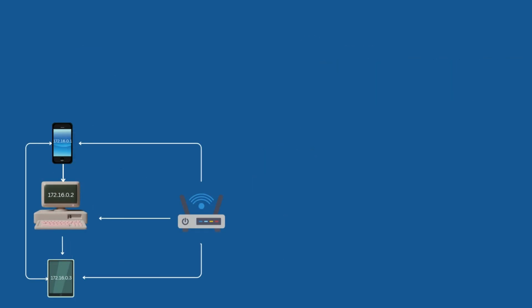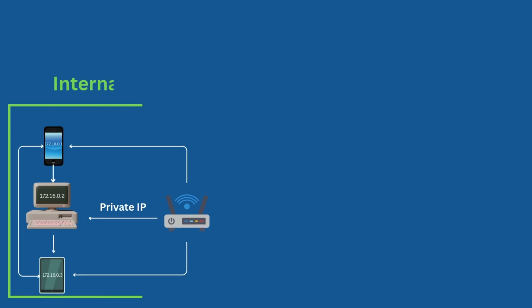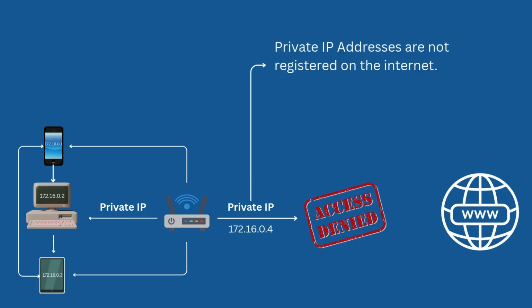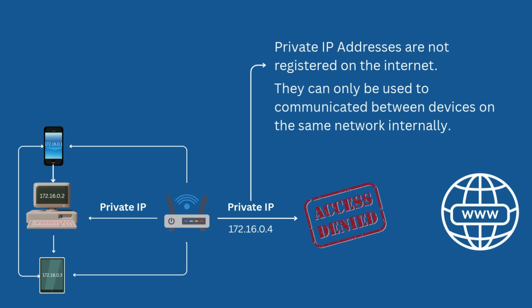These addresses are only used internally in your houses or in your place of work, and they do not give you access to the internet because these IP addresses are not registered on the internet. So it can only be used to communicate between devices on that network internally.